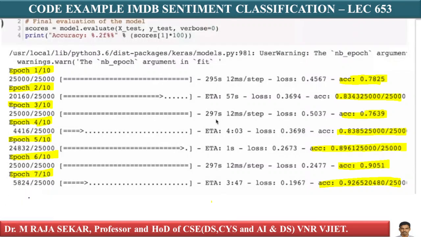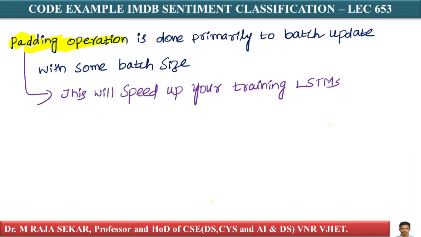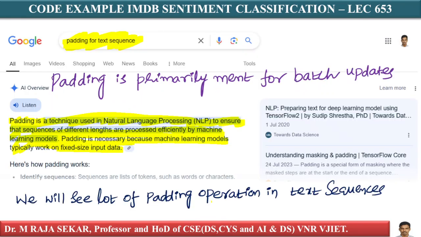In this lecture, I will continue my discussion on the code example, IMDB sentiment classification. This lecture is a continuation of my previous lecture, that is lecture number 652. Just go through my previous lecture, all these concepts. I am borrowing the slides from my previous lecture.